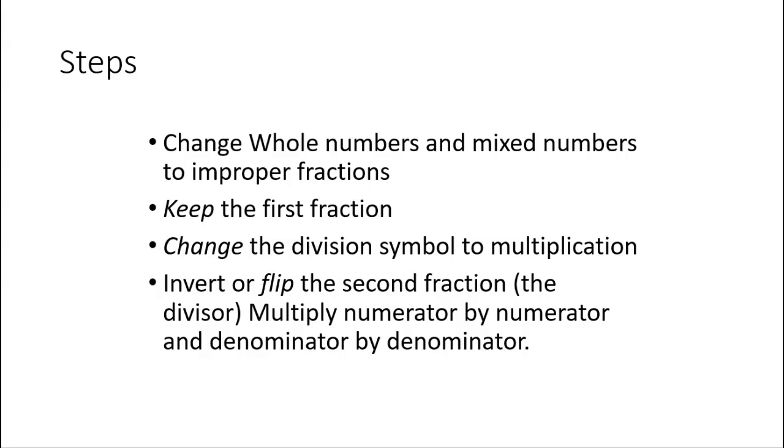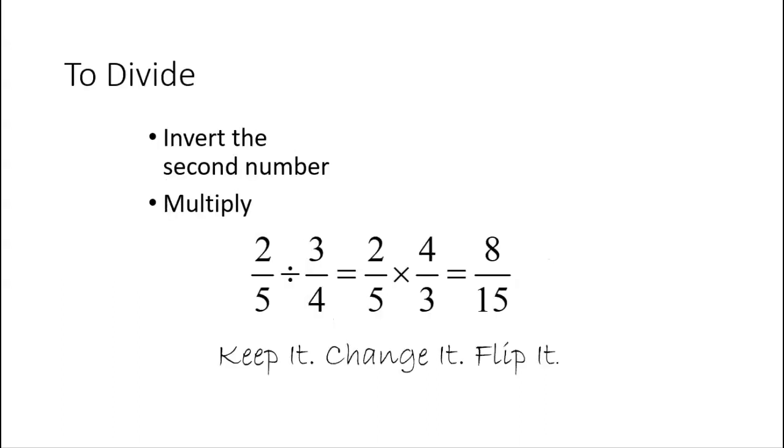So here's an example kind of worked out for us. So to divide, if I say 2/5 divided by 3/4, notice I kept, right? I'm going to keep my first fraction. I'm going to change my division to multiplication. And then I'm going to flip my second fraction. And all I did was multiply 2 times 4, which gives me 8, and 5 times 3, which gives you 15.